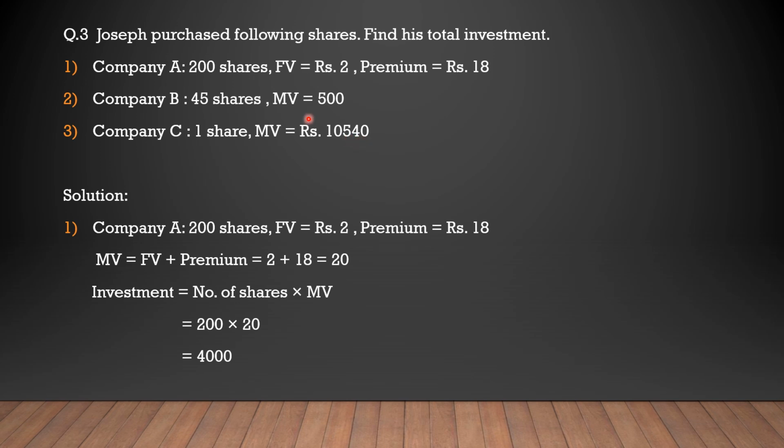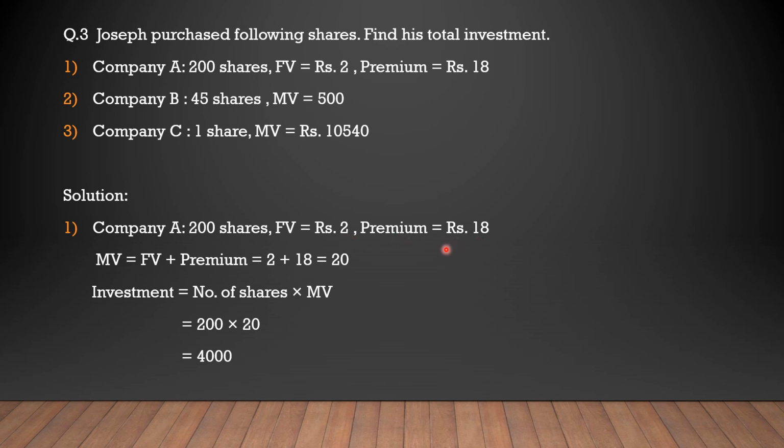10,540. So these are 3 companies; the number of shares, FV and MV are given, and we have to find the investment for each company and then add the investments of company A, company B and company C. Then we get the total investment. So for company A, the number of shares is 200, face value is rupees 2 and premium is rupees 18.